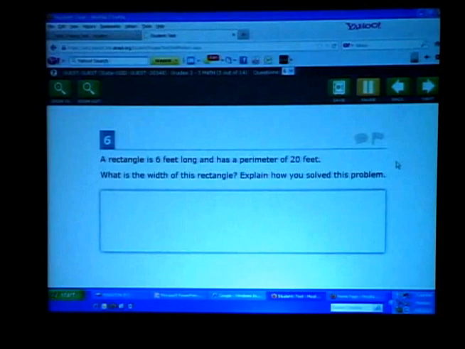A rectangle is 6 feet long and has a perimeter of 20 feet. What is the width of this rectangle? Explain how you solve the problem.